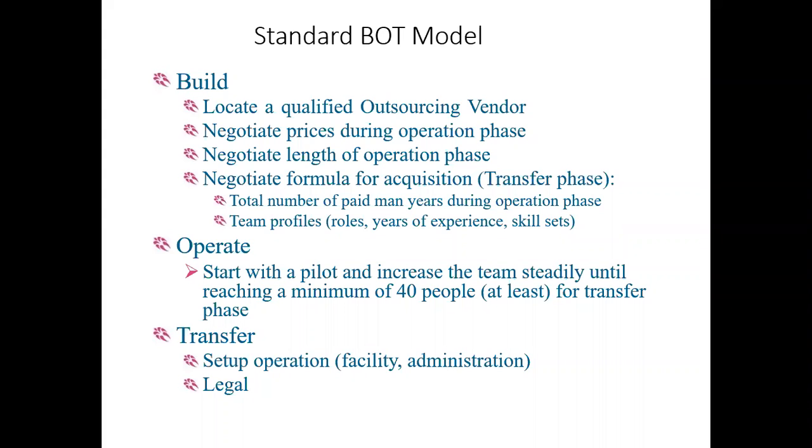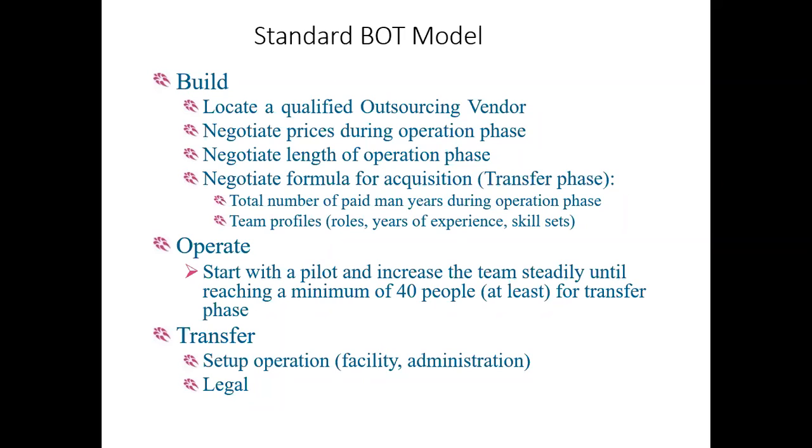So many times some tolls are with that particular contractor for, we can say, 20 years, 25 years, 30 years, 35 years, like this, and they are including their wages, whatever persons are working on the toll and whatnot. Okay, so in this way, this negotiation of prices during the operation phase and negotiation of length during the operation phase is done.